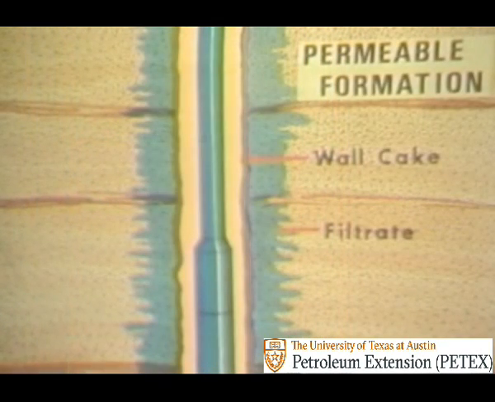Finally, filtration control is obtained when active solids are added to water. By filtration control, we mean that loss of water from the mud to a permeable formation is decreased. The solids form a cake on the walls of the hole and keep most of the water, or filtrate, from getting into the formation.